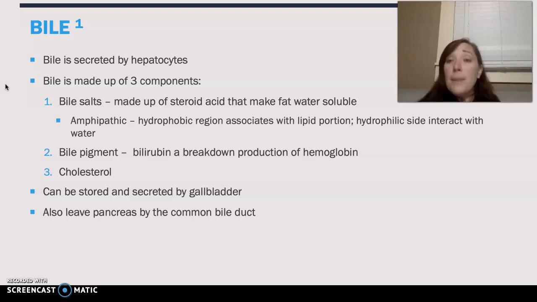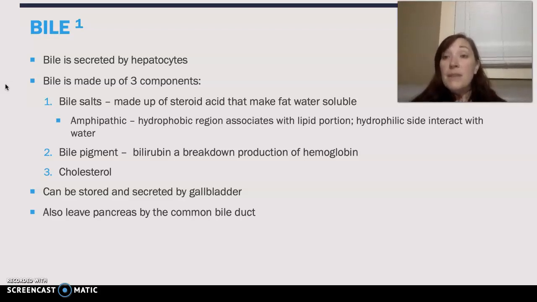Bile also has a bile pigment. Its main pigment is bilirubin, and bilirubin is actually a breakdown product of hemoglobin, heme specifically. And then it contains cholesterol as well. Most of the cholesterol that is in bile is just excreted out of our system. And bile, for the most part, can be stored and secreted by the gallbladder.